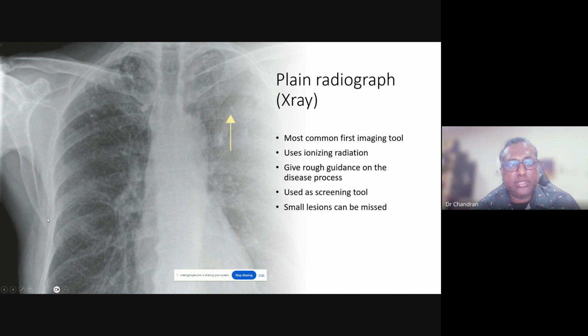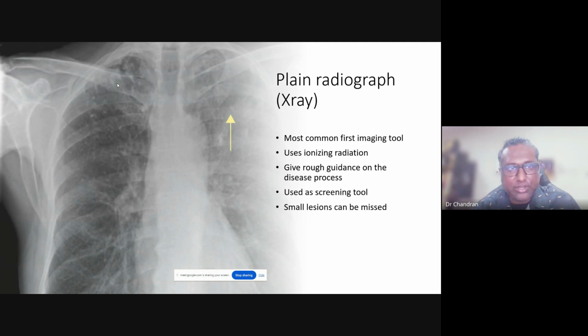So for example, in this particular image, we can also see there's something wrong in the upper segment compared to the lower segment because they are different in color. So in plain radiograph, we always have two different colors. One is black, one is white, and we call that opaque and lucent.